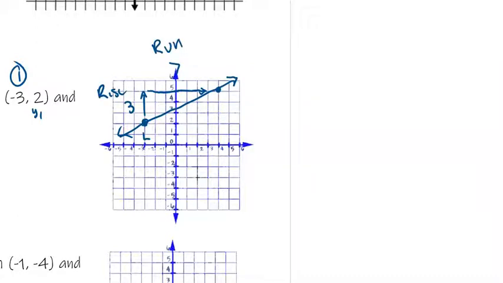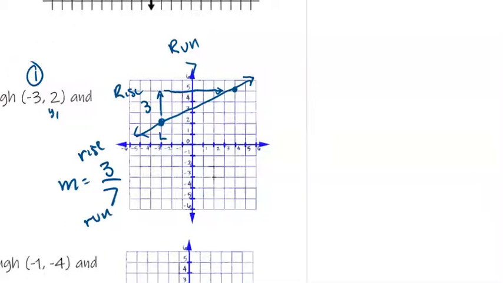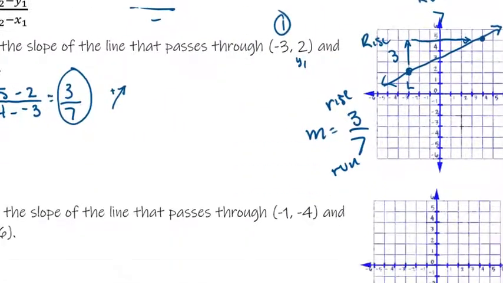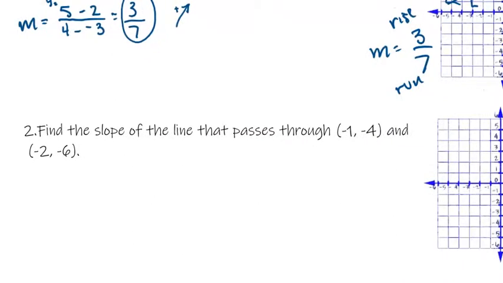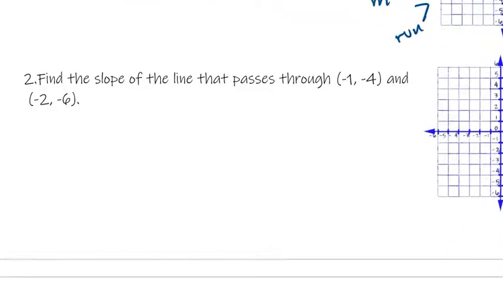So from a graph, if I gave you that graph, you should be able to tell me that the slope is a rise of 3 over a run of 7. Rise always goes on top. Run always goes on the bottom. You rise before you run. So you try the next one if you haven't already. Pause the video and make sure you can do this.